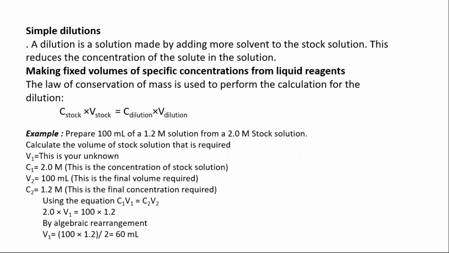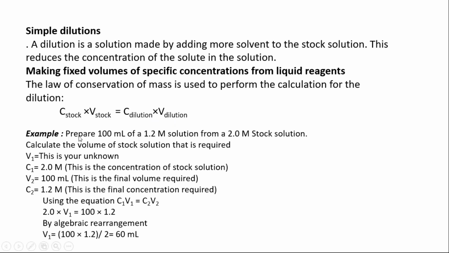Then next comes the dilution or the working standard. We generally dilute the stock standards into a working standard, and we have different ways of dilution. The simplest way of dilution is to use this formula. The concentration of the stock into the volume of the stock is equal to the concentration of dilution into the volume of dilution. That is C1V1 is equal to C2V2.